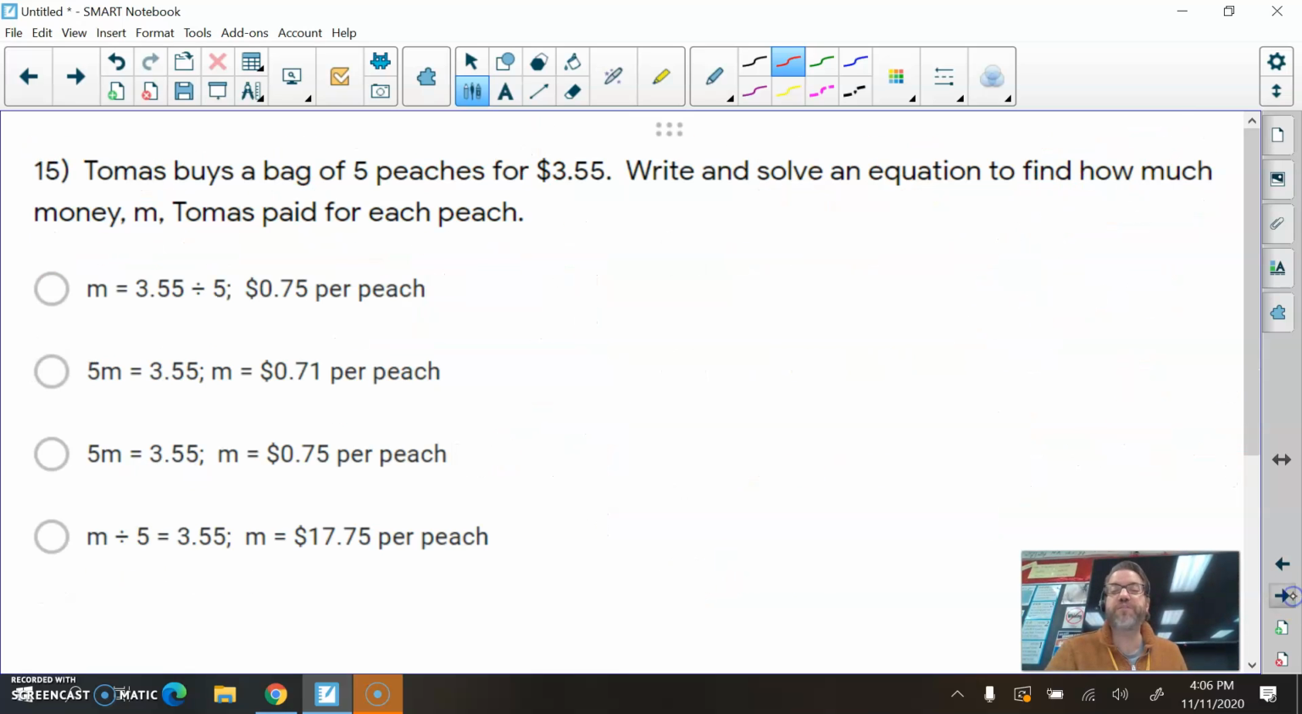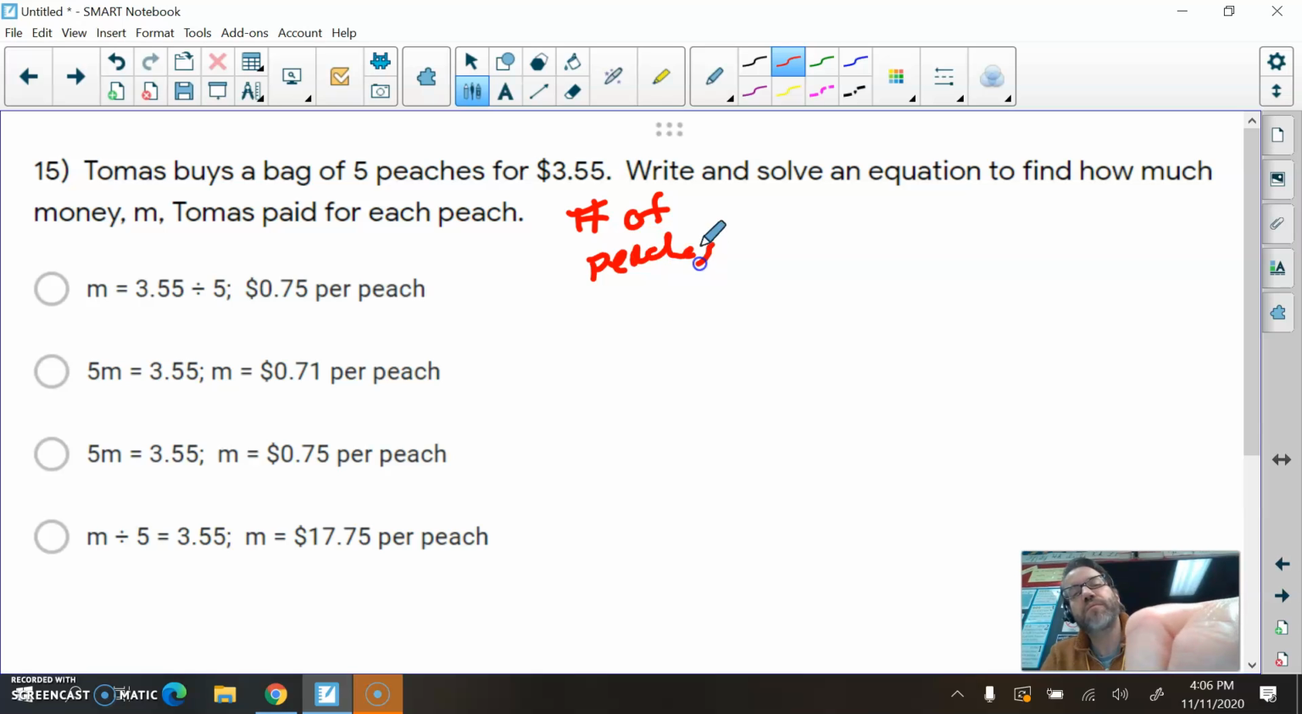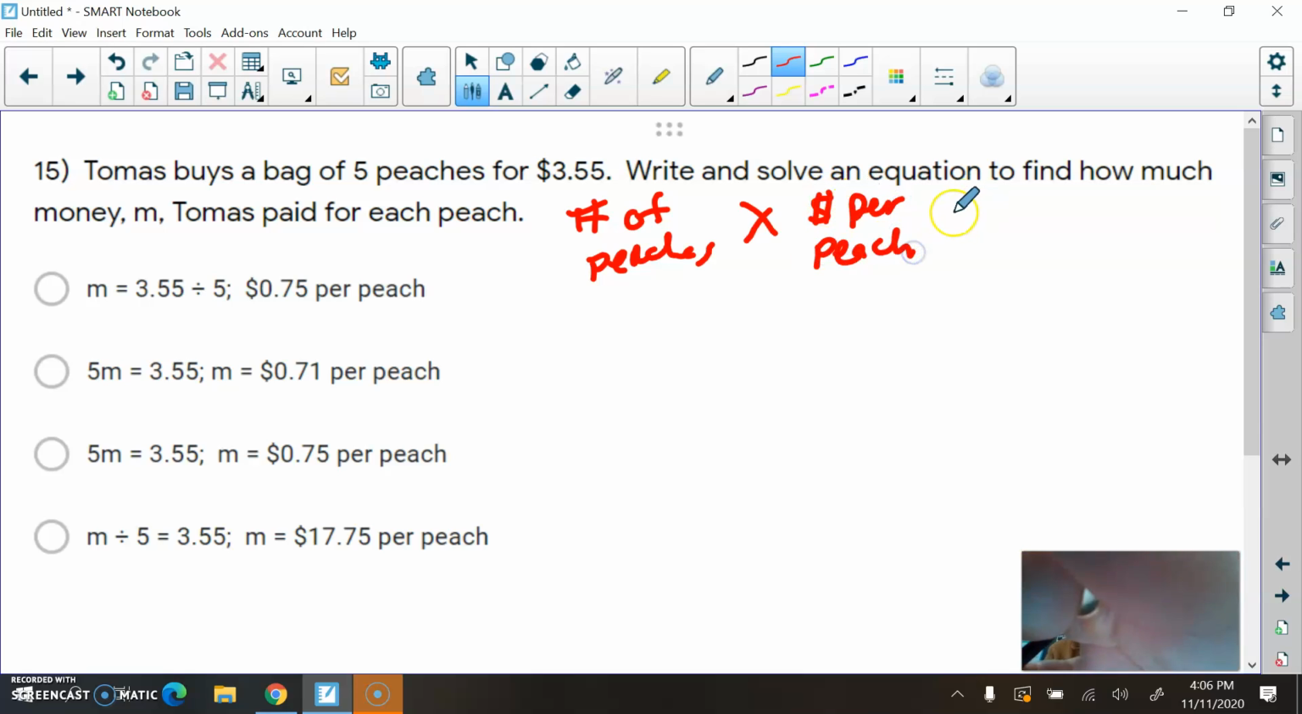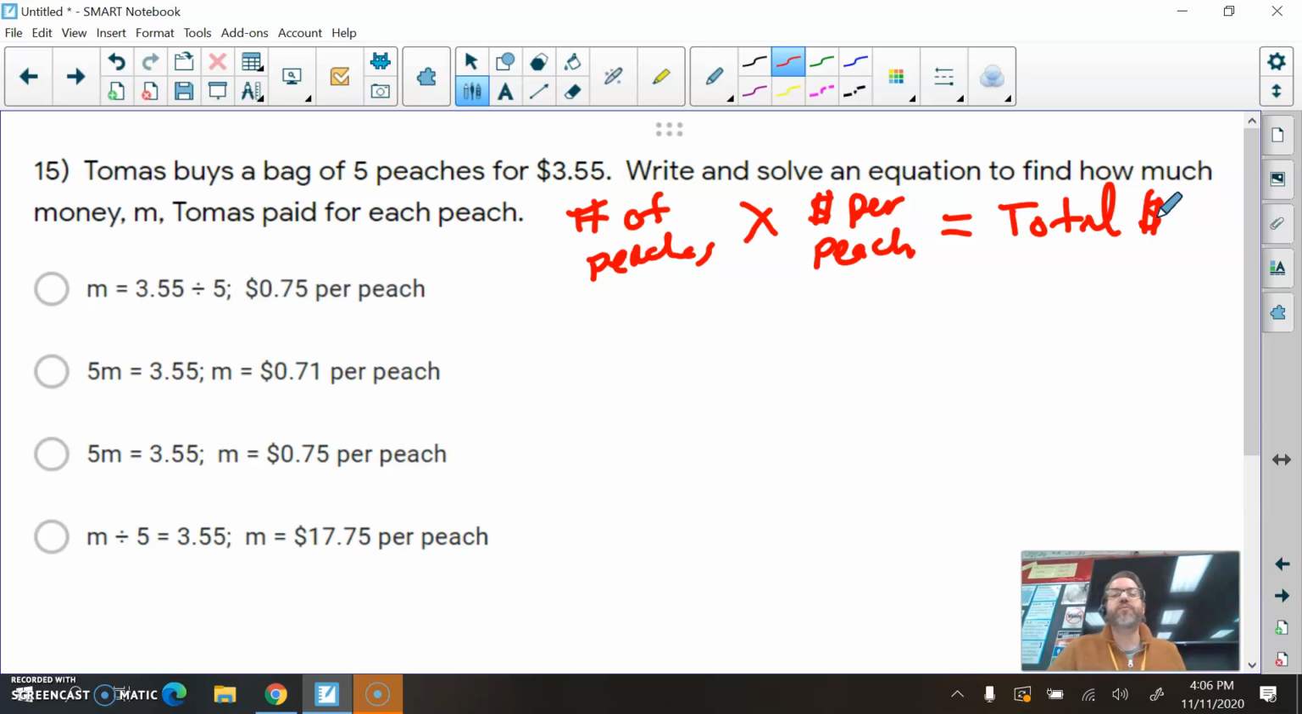And finally, number 15. Tomas buys a bag of 5 peaches for $3.55. Write and solve an equation to find how much money M Tomas paid for each peach. You know, if you take the number of peaches and multiply by the price per peach, that should equal the total cost, right? Or the total price. Number of peaches times the price per peach equals the total cost.